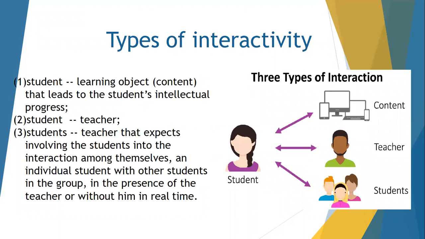The typical types of interactivity distinguished by the researchers are student and the learning object or content, student and teacher, and students and teacher, the so-called types of interactivity where the teacher expects involving the students into interaction among themselves, and individual students with other students in the group, in the presence of the teacher or with him in real time. So we tried to implement exactly this last type of interactivity, students with the help of the teacher.